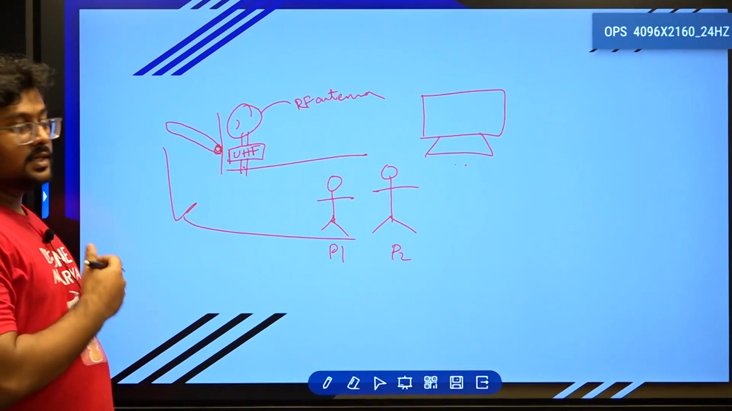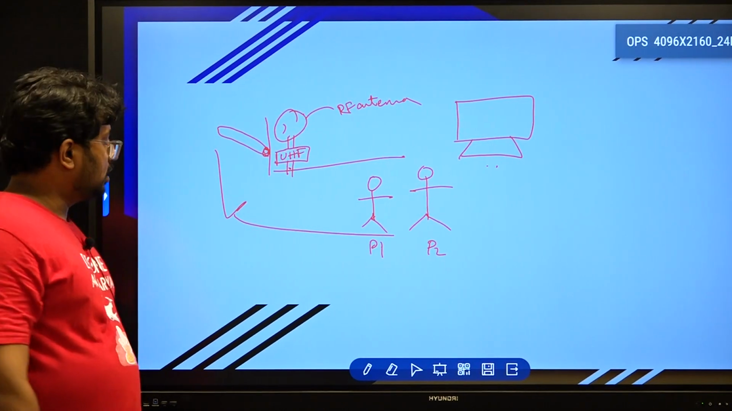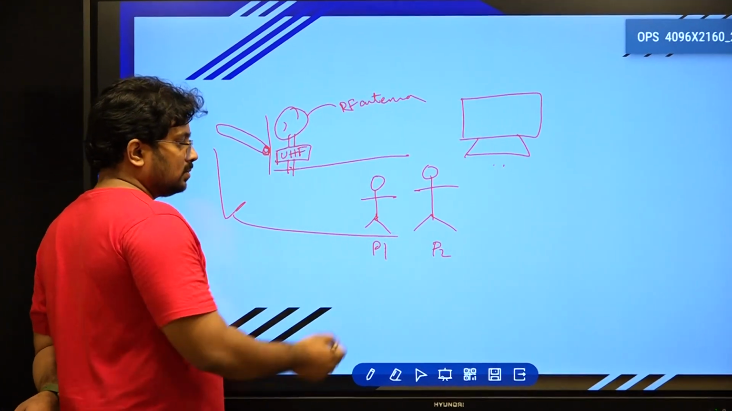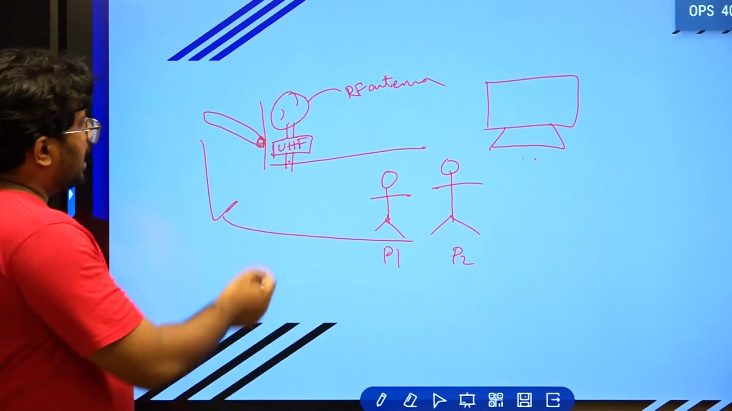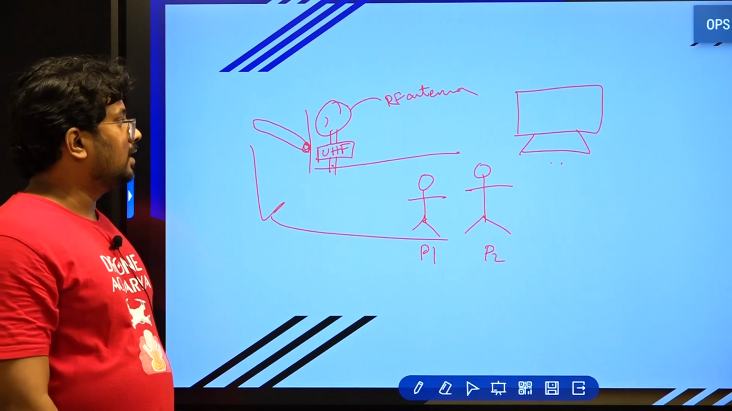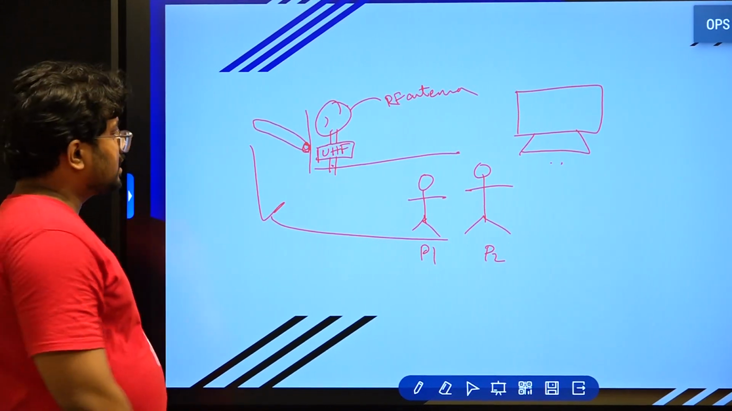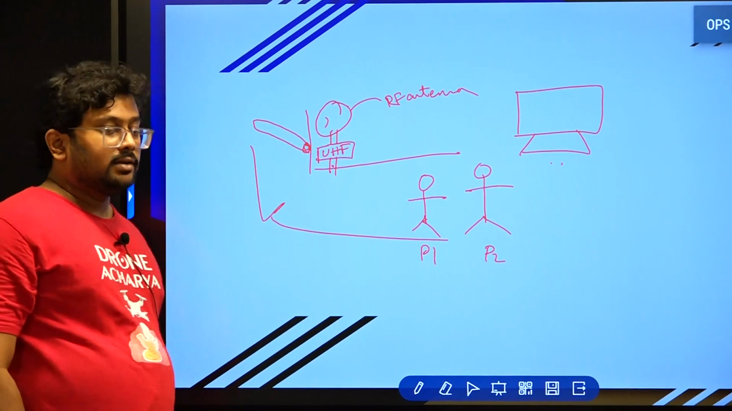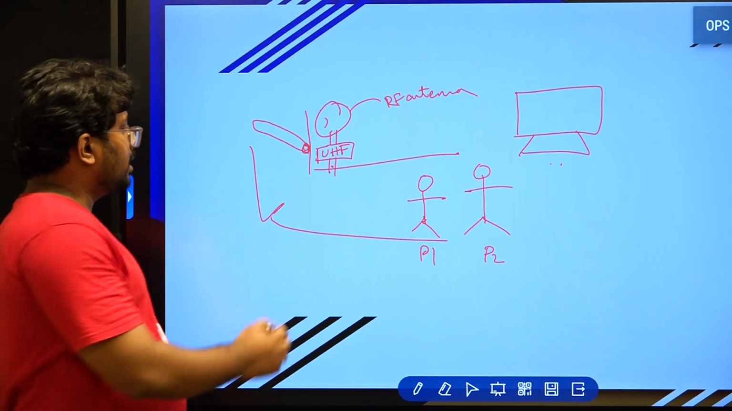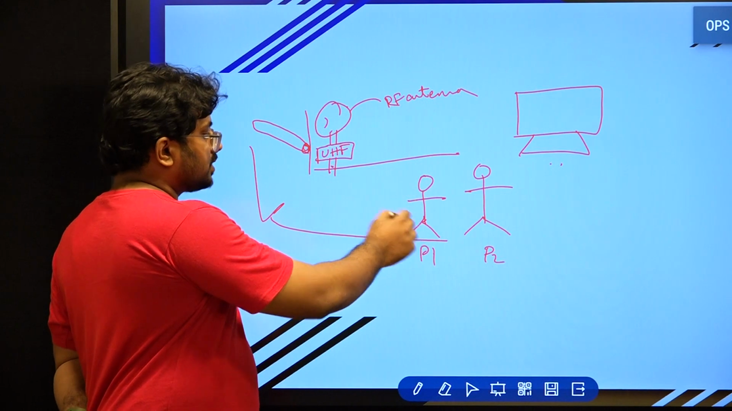So this is the scenario that you can imagine. There is a person P1, there is a person P2, and there is an ultra high frequency RFID device placed near a gate. You can imagine it as a gate. You will be able to detect a person.